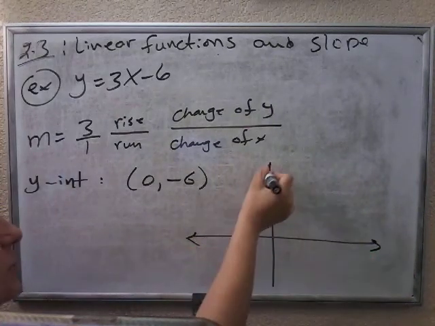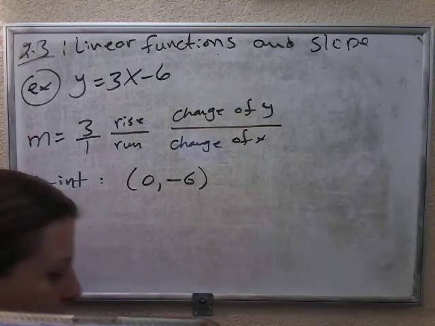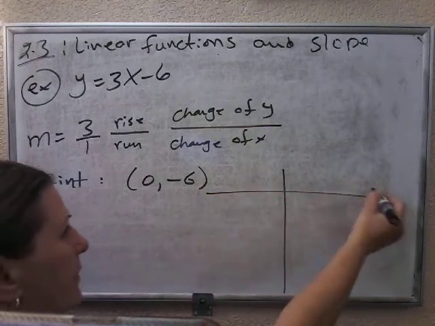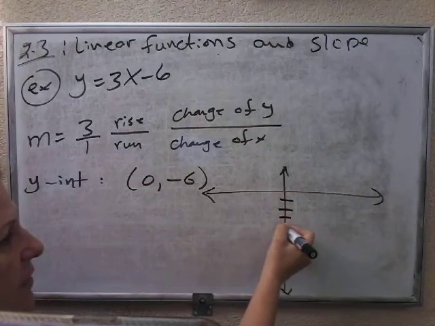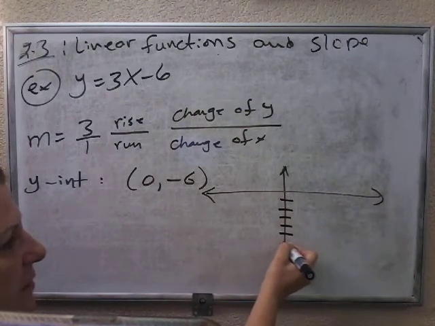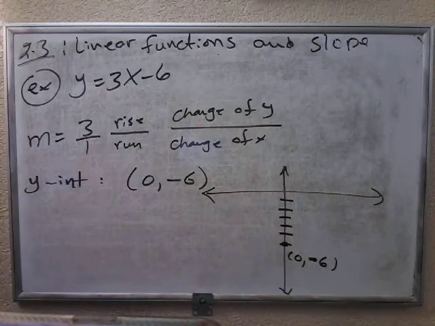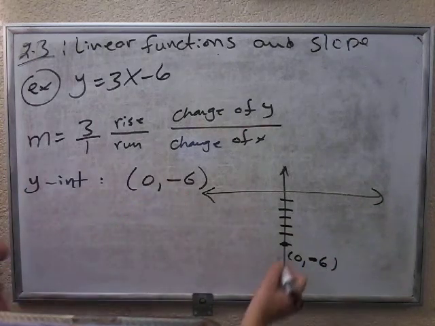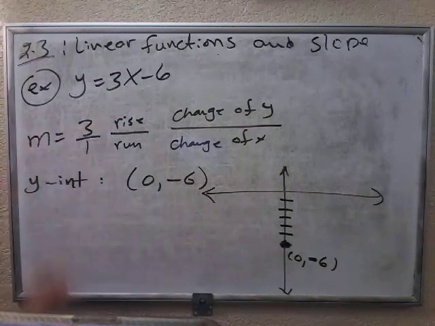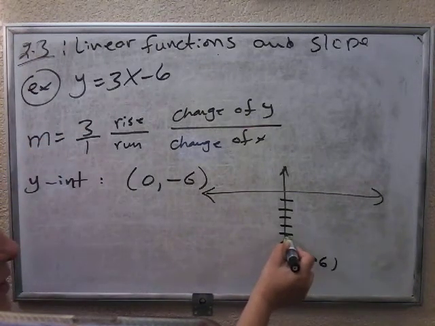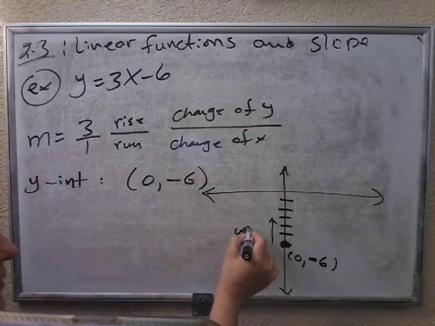You can start with a y-intercept. Sorry, let me write the negative 6 more up here so we can have enough room. 1, 2, 3, 4, 5, 6. Label your intercept. Start with a y-intercept. Rise over run, it's positive 3. From your y-intercept, you're going to go up 3. 1, 2, 3. So you're going up 3.